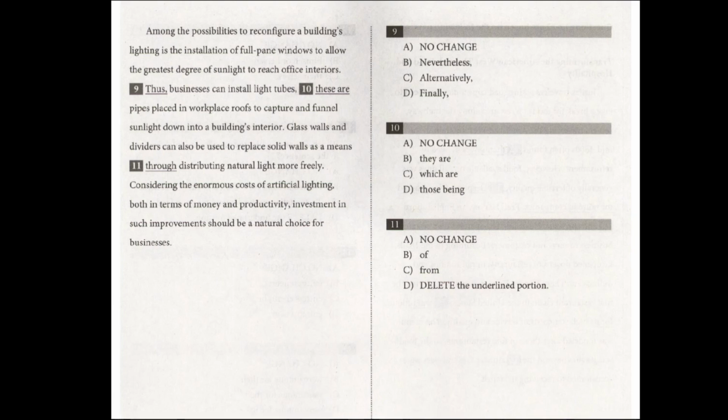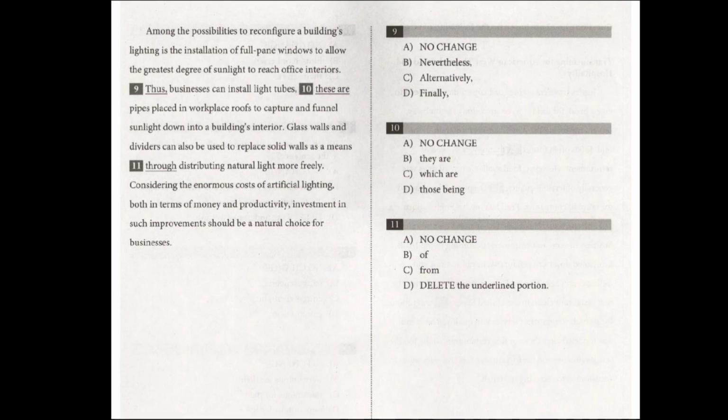Question number 10 is about the second sentence on the screen, which reads, "Thus, businesses can install light tubes. These are pipes placed in workplace roofs to capture and funnel sunlight down into a building's interior." The right answer to this question is option C, which reads, "which are." Only option C correctly refers to light tubes mentioned right before the comma because the word which is an abstract placeholder for the words light tubes.